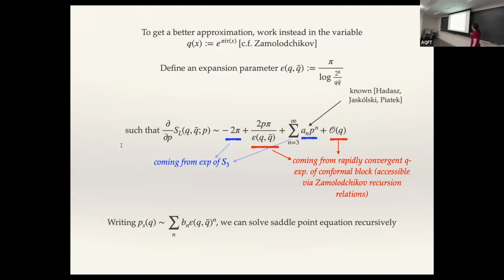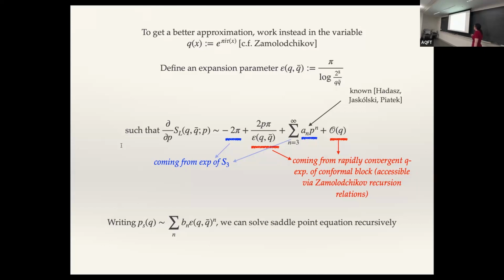And it turns out to be convenient to introduce an expansion parameter in terms of the Zamolodchikov Q variable, which I'll call epsilon, and you can show that you can basically solve this order by order in this epsilon variable, and you can also do some numerical checks to see that as you expand in this variable, it's sort of converging to something.